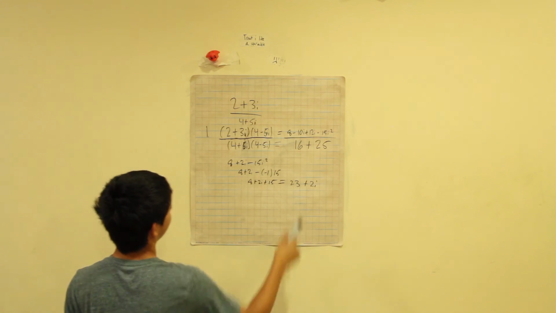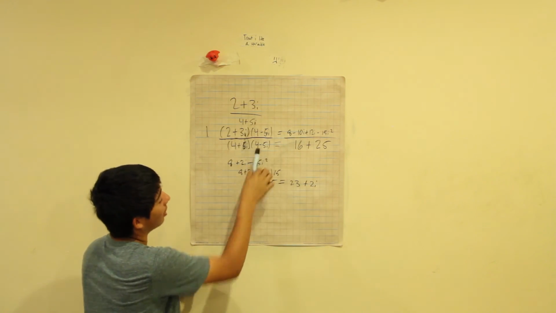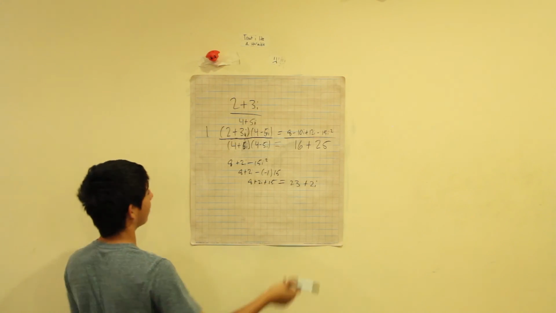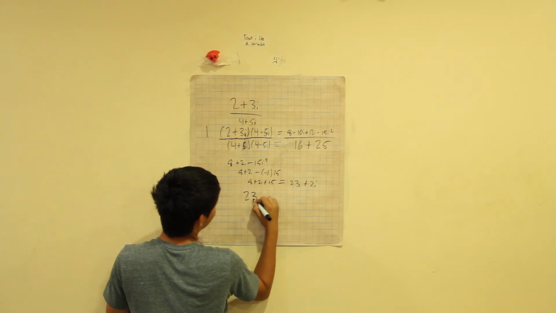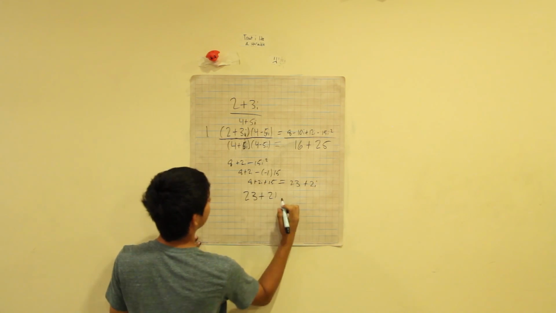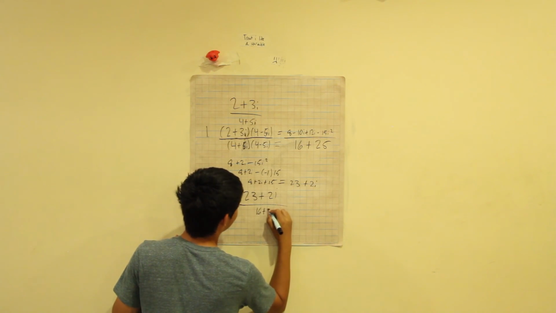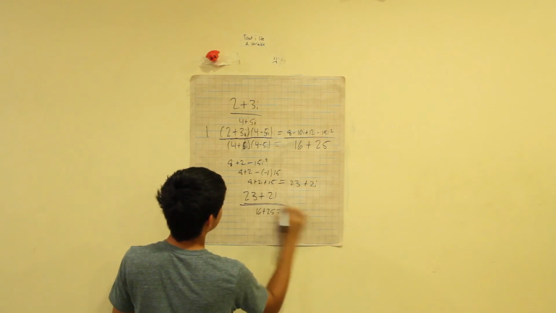Now that's just the numerator. Let's get into the denominator. We already went over that when you multiply a number by its complex conjugate, the result is a squared plus b squared, and I already showed you the work. So you get 16 plus 25. So finally, your answer to this would be 23 plus 2i over 16 plus 25, and that simplifies into 41.